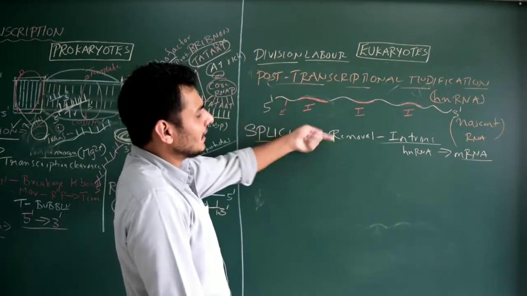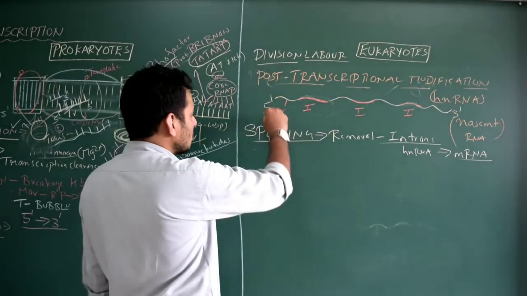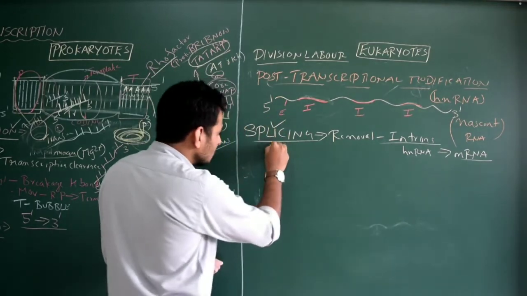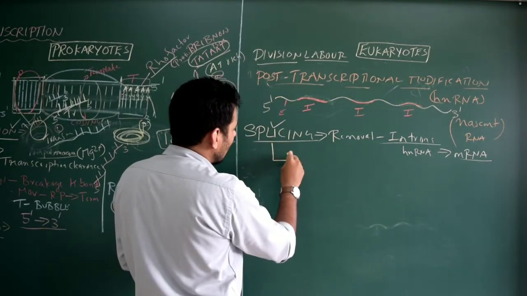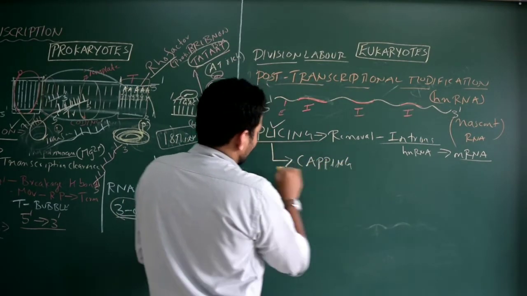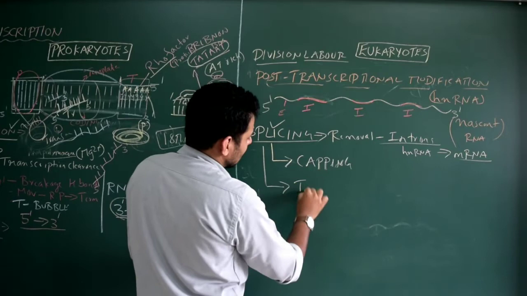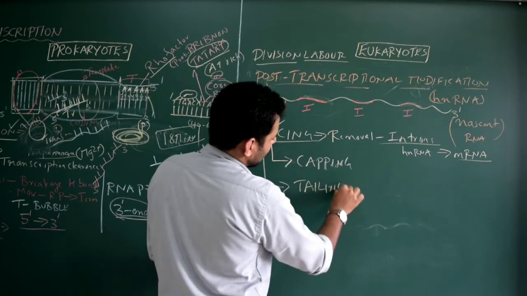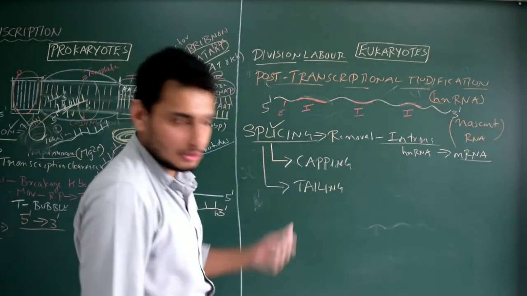Let us see how exactly it will be removed. The process is called splicing. In splicing, you see two steps. Step number 1 is called capping. Step number 2 is called tailing. You have to write step 1, step 2.